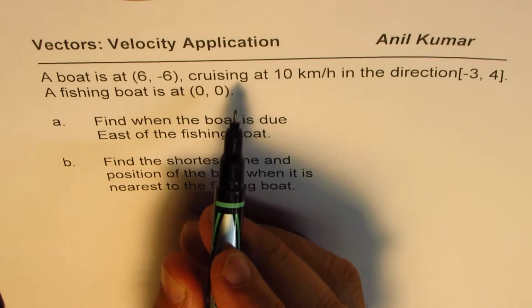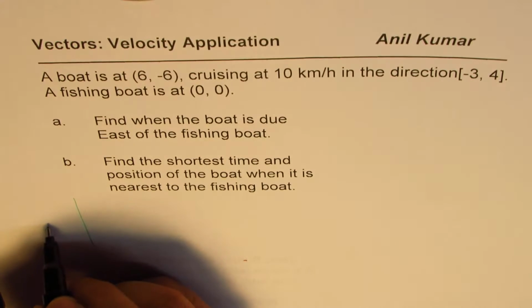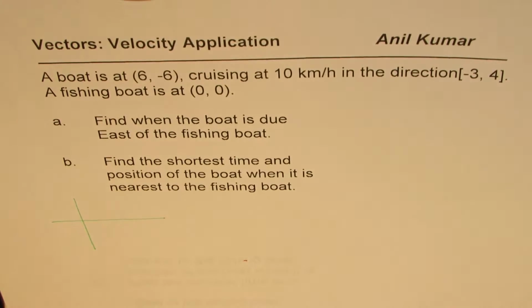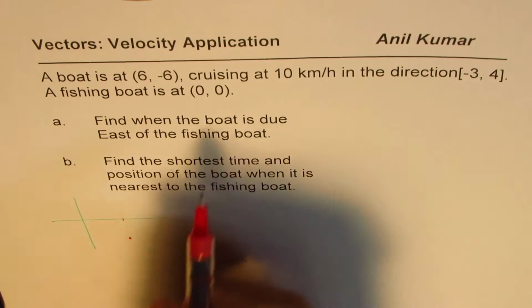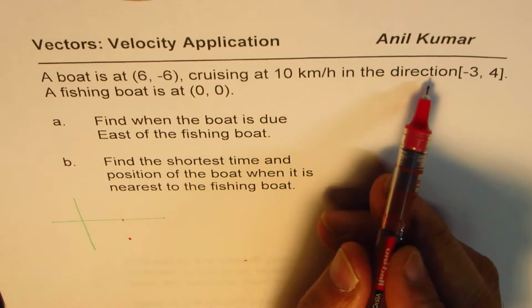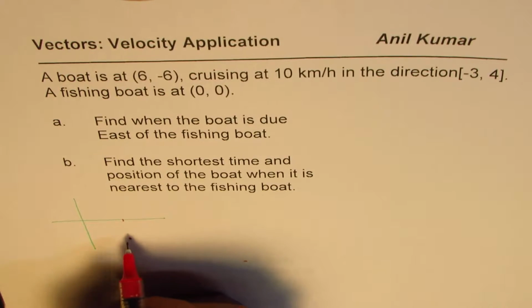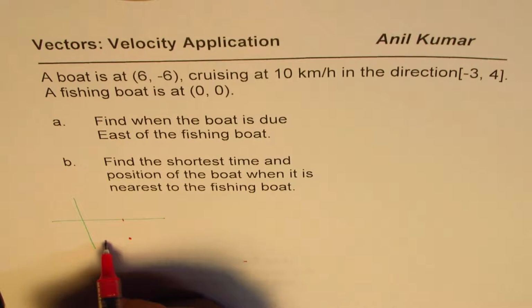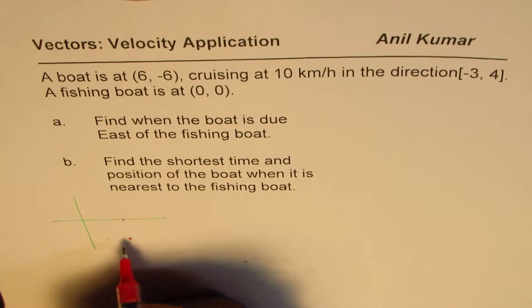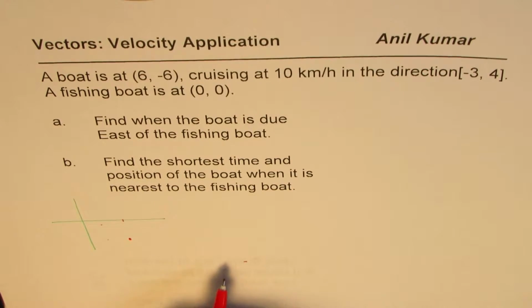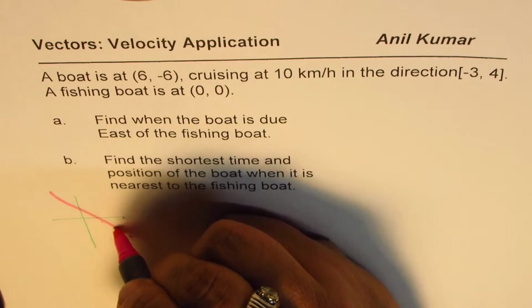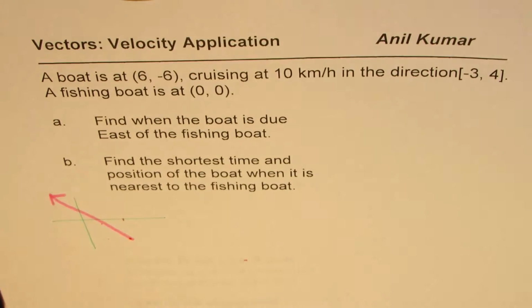Now let's try to understand the scenario here. I'll sketch something rough to see what the question is. We are given a boat at (6, -6). Let's say this is 6 and this is -6. It's cruising at 10 kilometers per hour in the direction (-3, 4). Minus 3 means going left and 4 means going up. So 3 is halfway to 6, and 4 is more than halfway. So the boat is moving in this direction. Let me make it a bold diagram. This is the direction in which this boat is going.